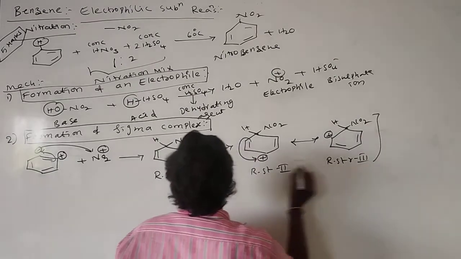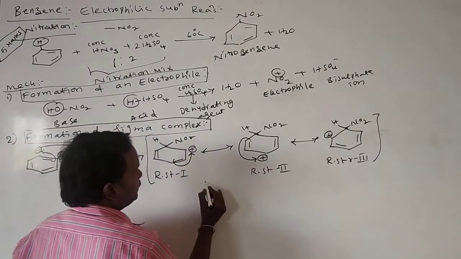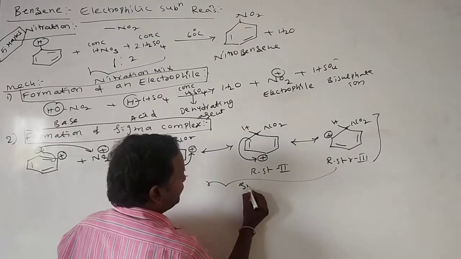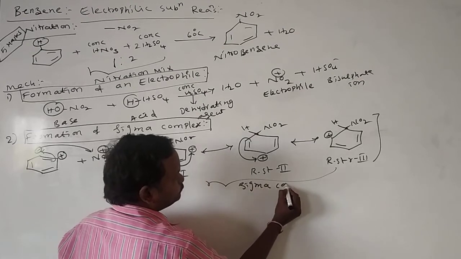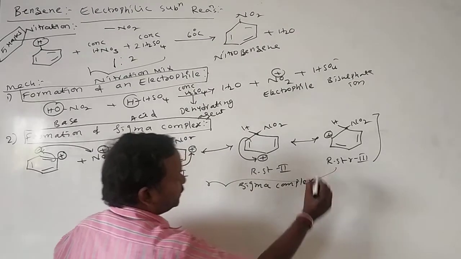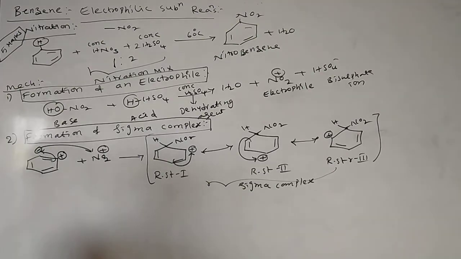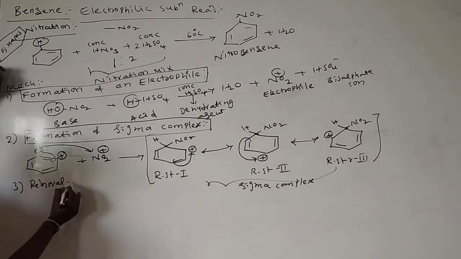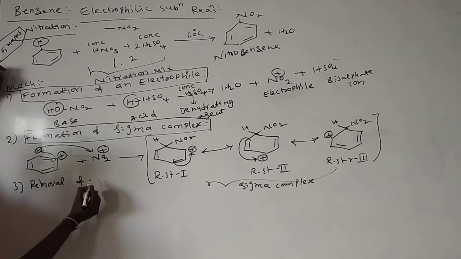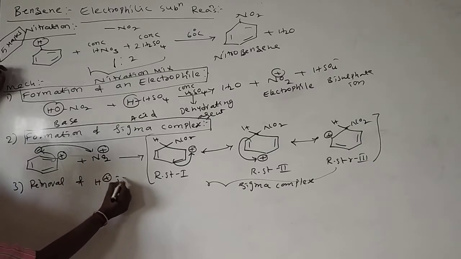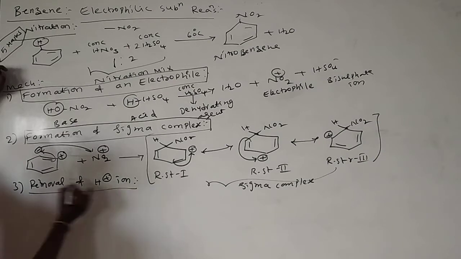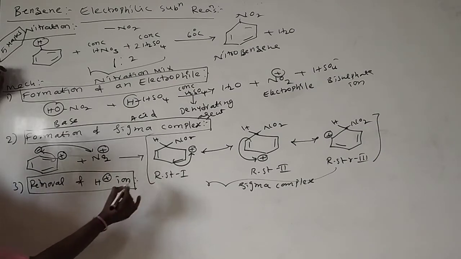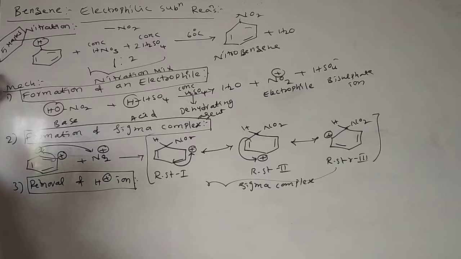The mixture of these 3 resonance structures is simply called sigma complex. This is the second step. Third step is removal of H plus ion. This is the third step, also called formation of stable compound.